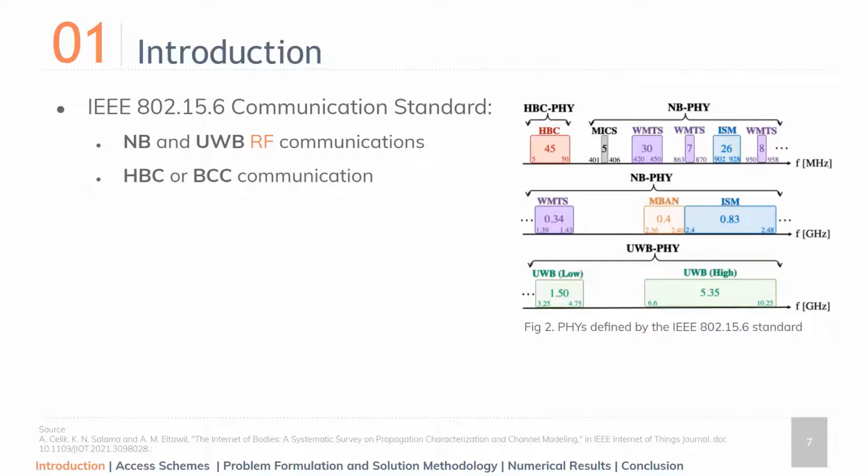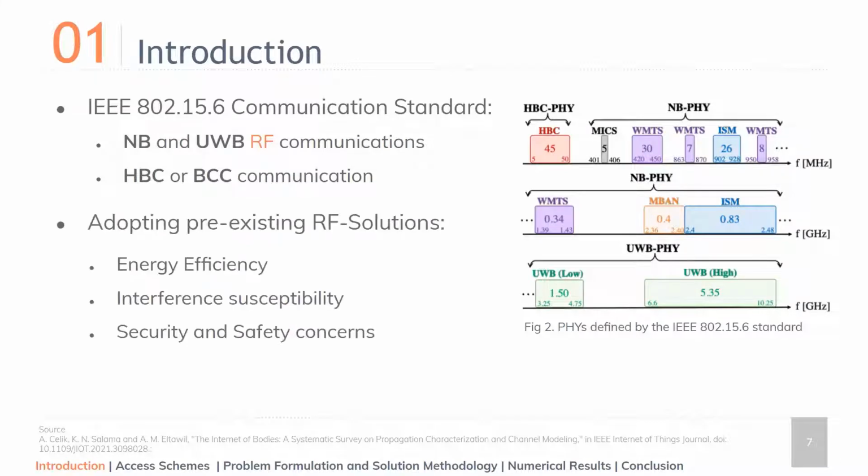Having its root in wireless body area networks, the IoB can capitalize on the IEEE 802.15.6 communication standard, which defines three communication physical layers: narrowband and ultra-wideband RF communications, and human body communication or body channel communication. The IoB systems, in fact, can be readily implemented using pre-existing RF technologies. However, due to their highly radiative nature, they cause a reduction in energy efficiency as they emit energy in unneeded directions. Moreover, there is the interference problem, which will become more significant when operating in highly demanded license-free bands. Coming back to the radiative nature, it imposes security threats on the sensitive data.